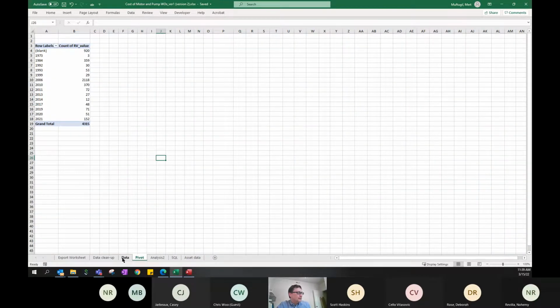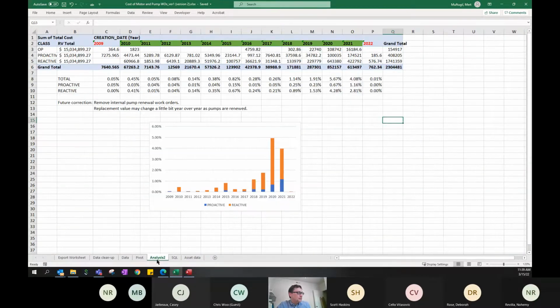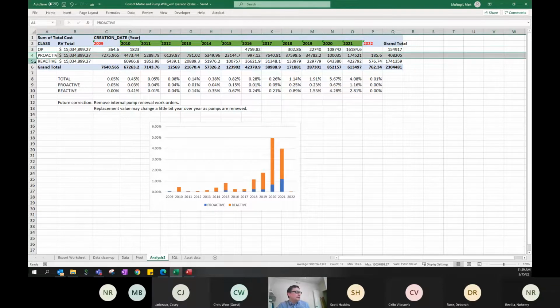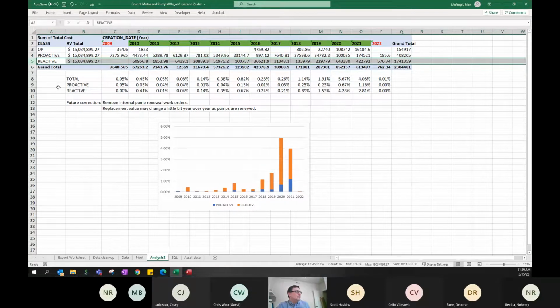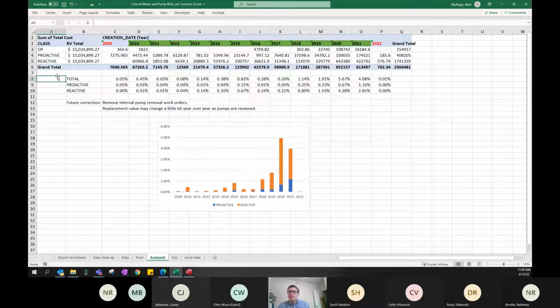I did some pivot analysis, pivot tables, that results in this. So what you see here is I didn't necessarily divide it too much, but I have operational, proactive, and reactive costs tracked here. And I only did aggregate because I was hoping to do a similar analysis to Chris, maybe pick up a few pumps. I just couldn't get to that, but I figured let's do the aggregate just to give us an idea of what numbers we're dealing with.